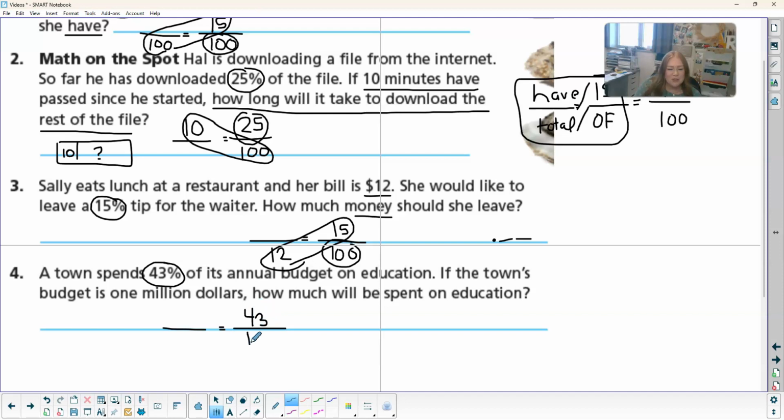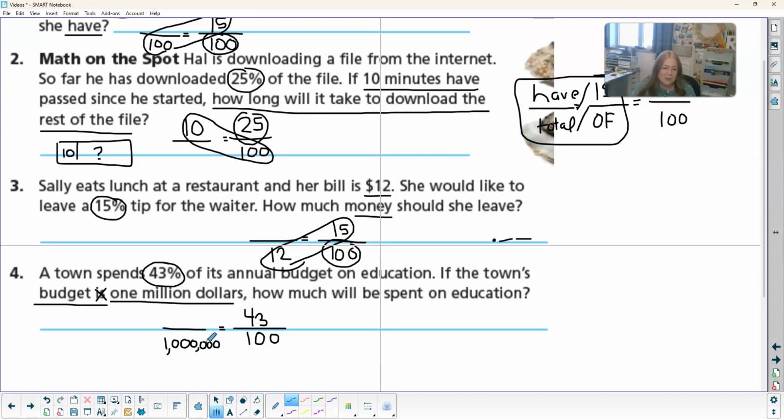So the percents are usually pretty easy to look for because they have the percent sign. If the town's budget is $1 million, how much will be spent on education? So the whole entire budget. I know there's a word "is" right here, right? But the budget, that is the whole thing. That's the total, is $1 million.